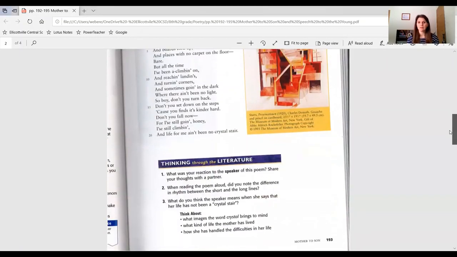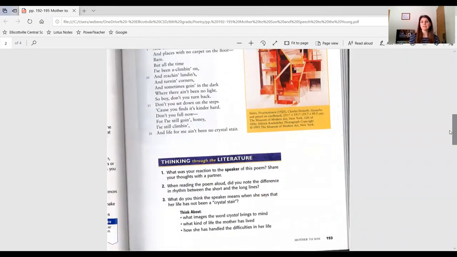So there's some questions here. If we're in person, we can stop to discuss them. I want you to think about it. What was your reaction to the speaker of the poem? So what do you think about this voice that we just heard? When reading the poem aloud, did you note the difference in rhythm between the short and long lines? Did you catch any of that as I read it?